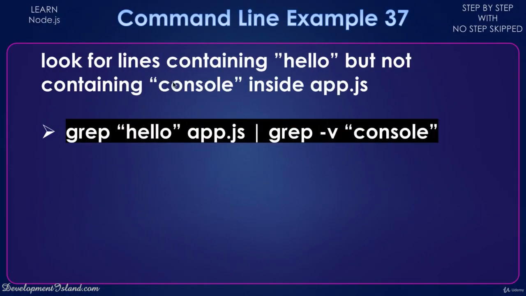Now let's look for lines containing a certain word, but not another word. So for this, we're going to use piping. So we get the results first for the first word, and then we run the grep -v command on the results.